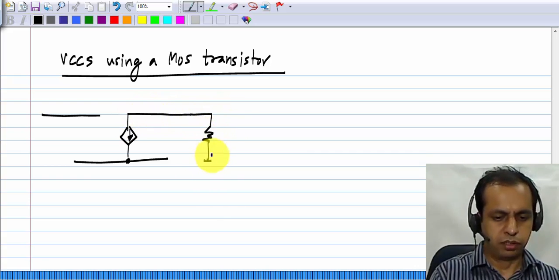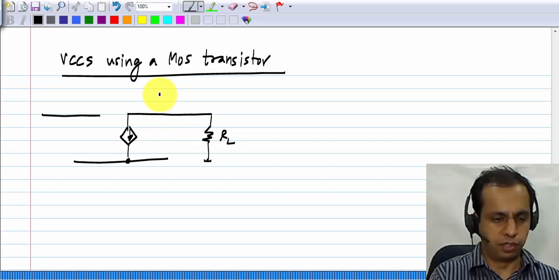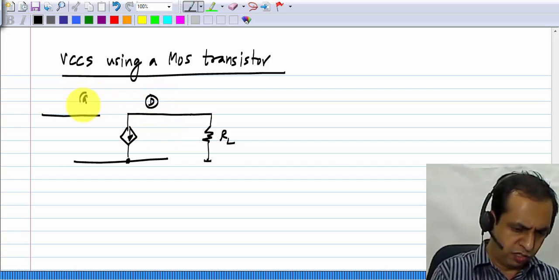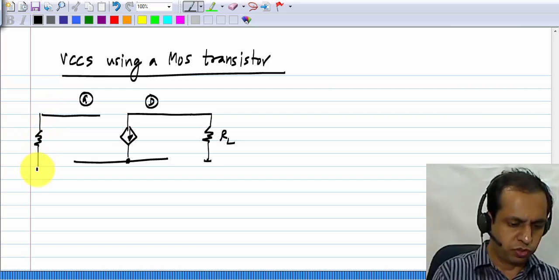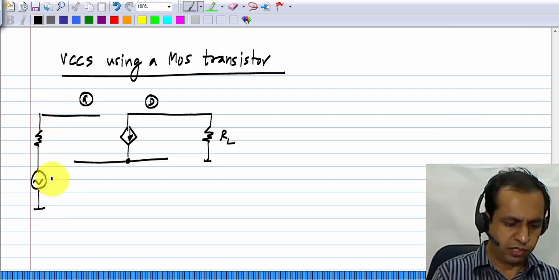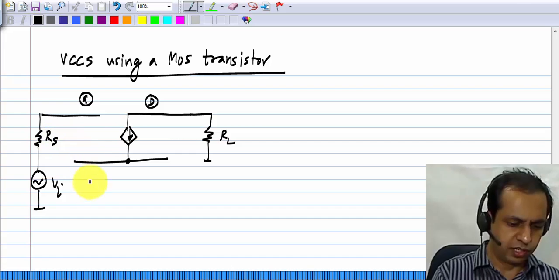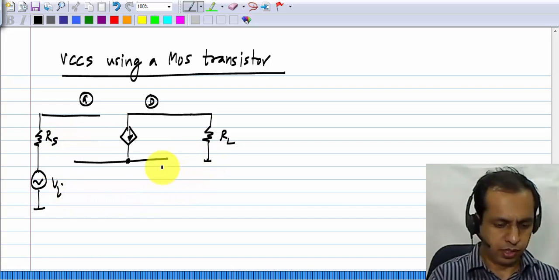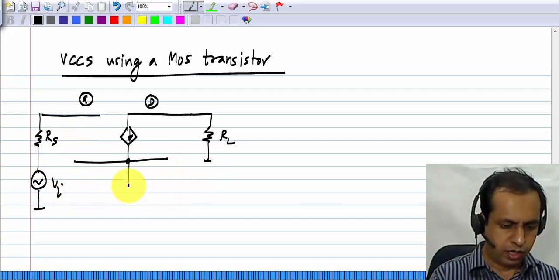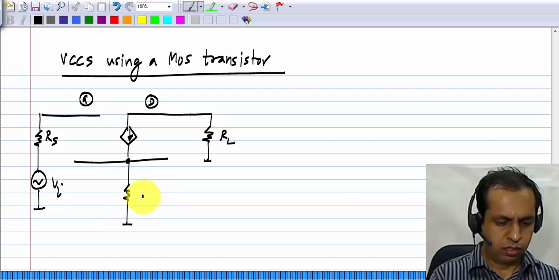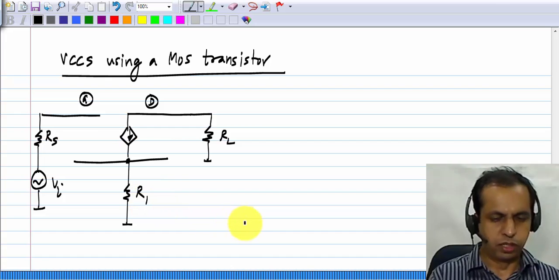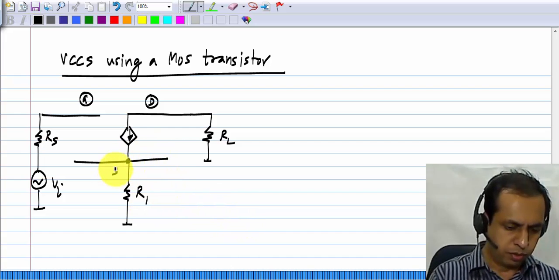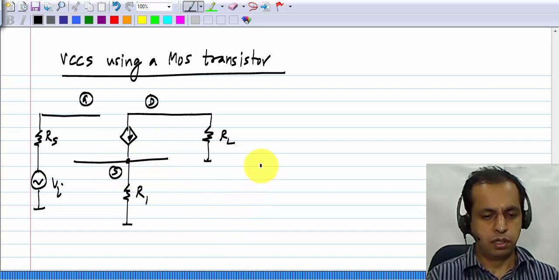I'll assume that the load is a resistor that is connected to the drain. The input is applied to the gate. Of course, a real input source will also have a certain source resistance Rs, okay, and we have a resistance R1 connected between the source terminal and ground.